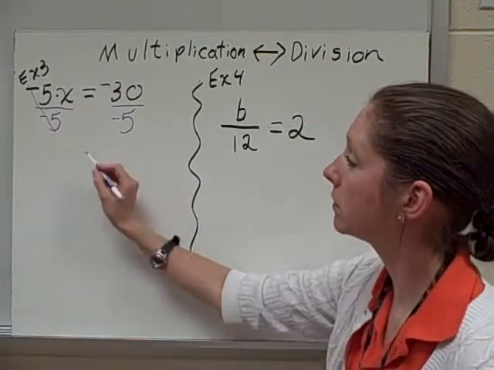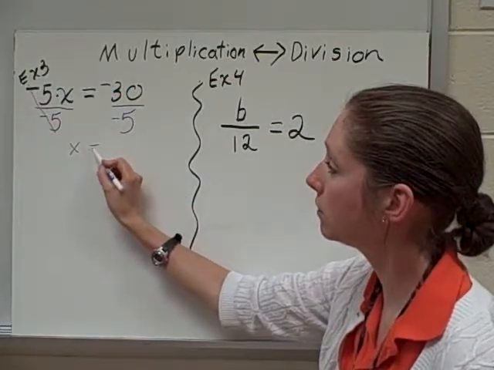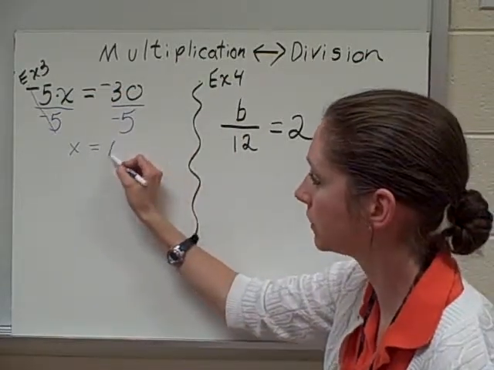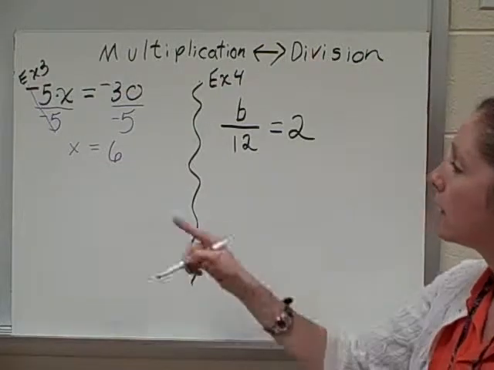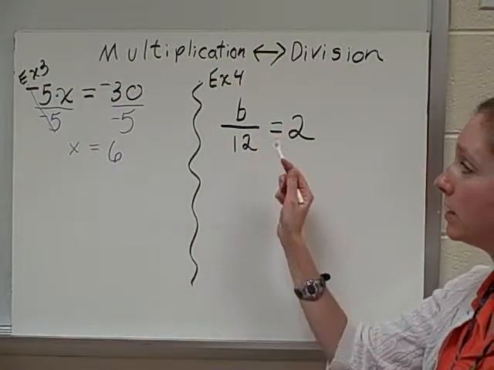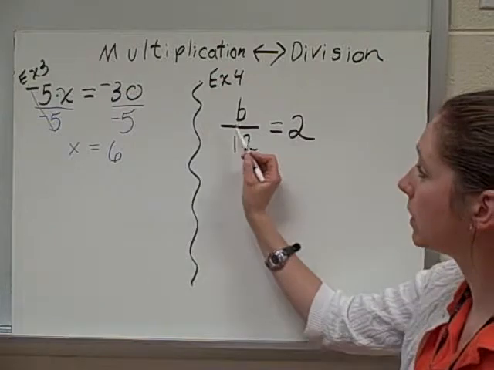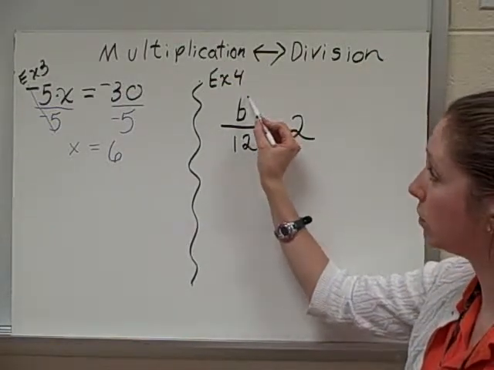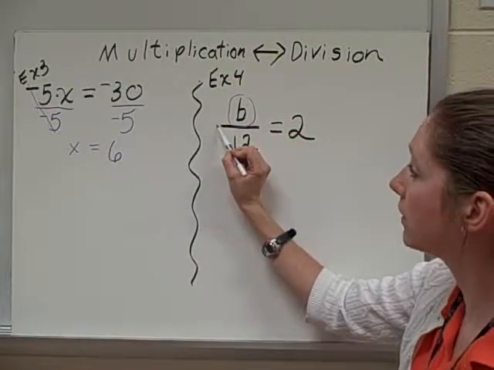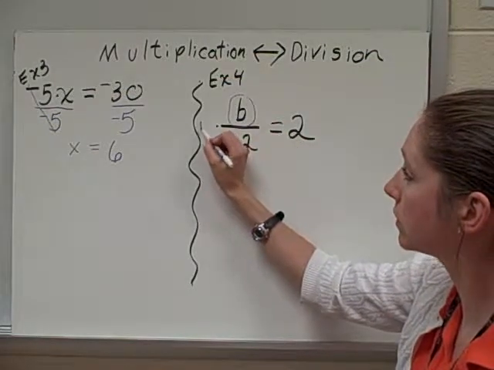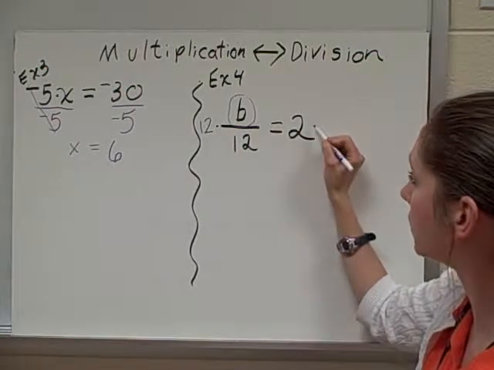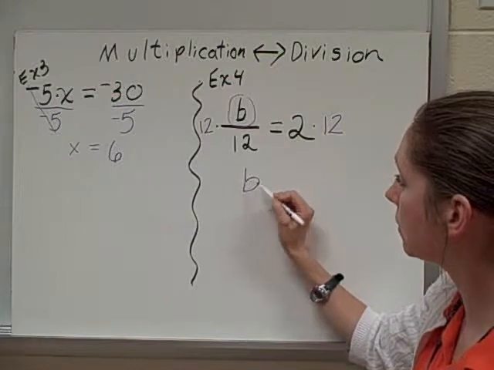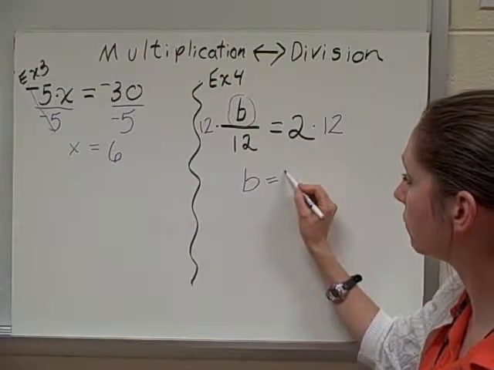Okay, those are gone. X is equal to negative 30 divided by negative 5 is a positive 6. Okay, on the other side, I've got b divided by 12 is equal to 2. So because of this division symbol, the only way to get rid of that 12 and get b all by itself, I've got to times by 12 on both sides. Opposite of dividing by 12. b is equal to 2 times 12, which is 24.